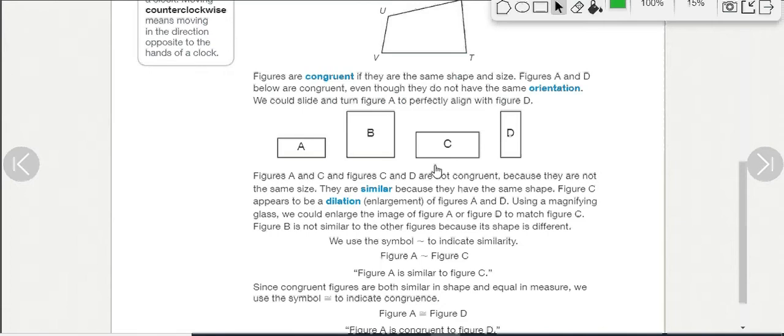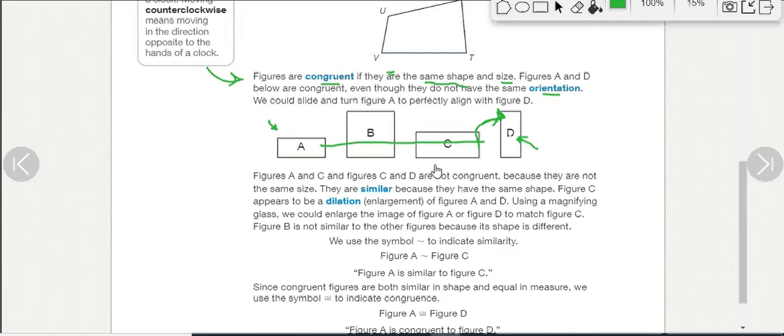Here are the most important terms from today's lesson. Congruent means same shape and size. You can put that on a cheat sheet or at least in your math notes. Congruent equals same shape, same size, like figures A and D. Notice what changed. It's like they rolled this one over and tipped it up on its side. We changed the orientation, which is the way that they're shown, right? The way they're sitting on the ground. We could slide and turn figure A, slide it over here, and like I said, turn it up. And that would then perfectly align on top of it.